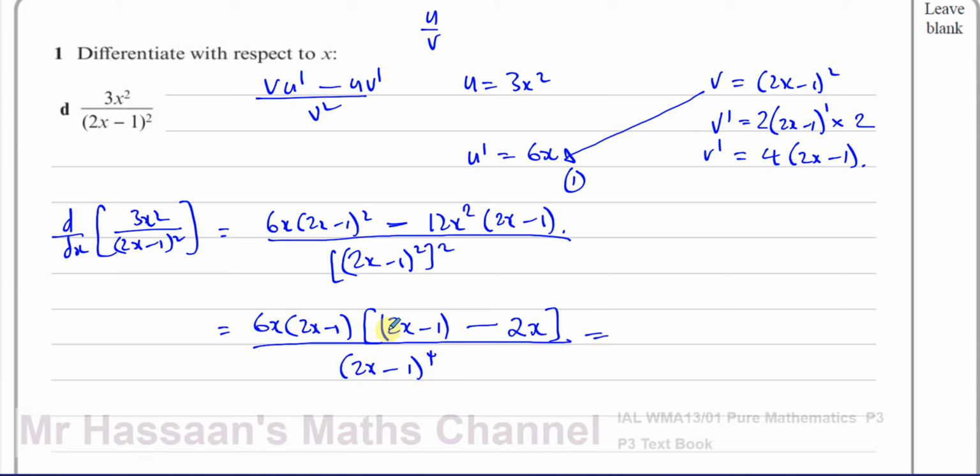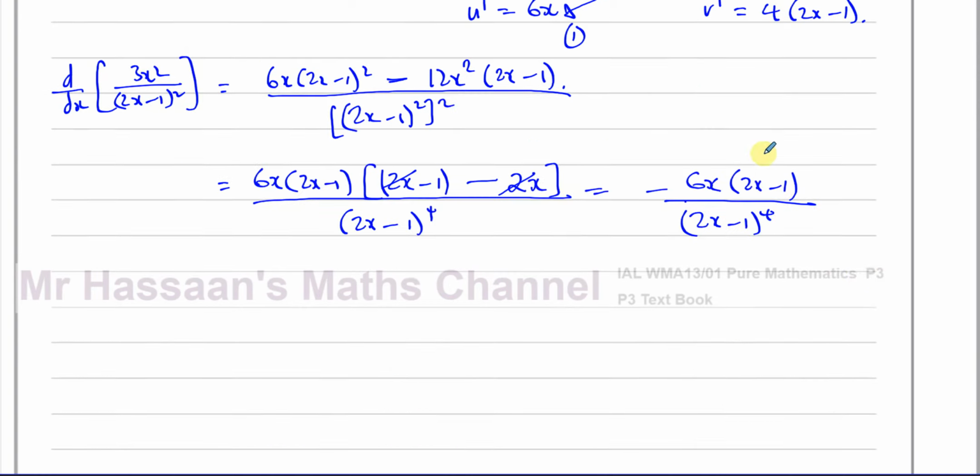Now what happens here is this 2x minus 2x becomes 0. So we're left with minus 6x over 2x minus 1, divided by 2x minus 1 to the power of 4. And you can see there's a common factor here of 2x minus 1. So this is going to give us negative 6x over 2x minus 1 to the power of 4. And there's our answer.